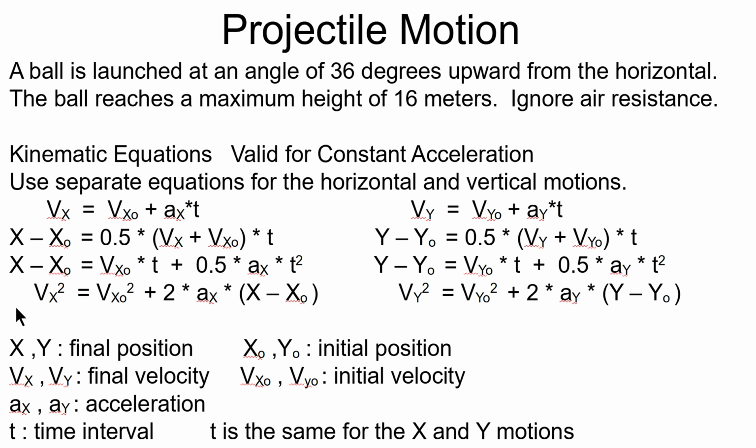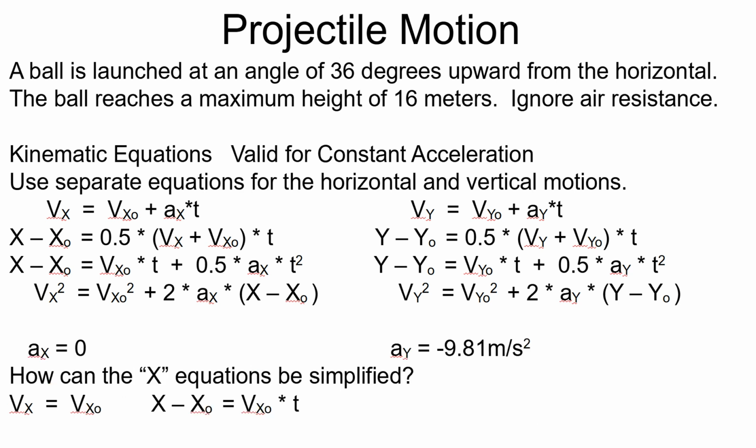For both of them, the terminology is similar. x or y without a subscript is the final position. x sub naught, y sub naught is the initial position at the start of the time interval. v sub x, v sub y is the final velocity. v x naught, v y naught are the initial velocities. a x and a y are the accelerations, and t is the time interval. And again, a reminder: t is going to be the same number for the x and y motions. So let's start simplifying them.